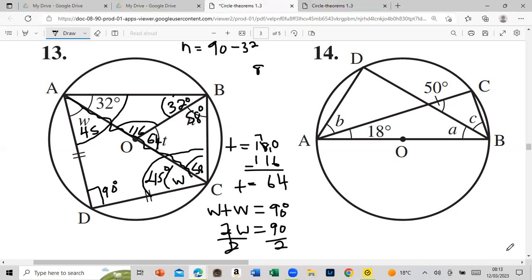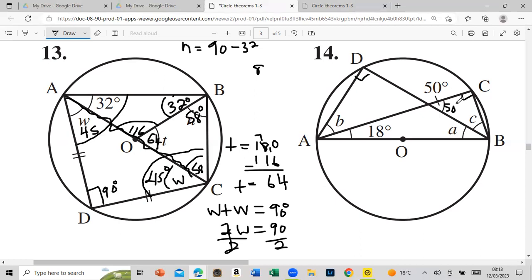Let's look at this one now. This one is also very easy. Alright, guys. If you look, it's coming from the diameter. So this angle right here should be 90. And this angle should be 90. Alright, they said this is 50. Right here is 50.